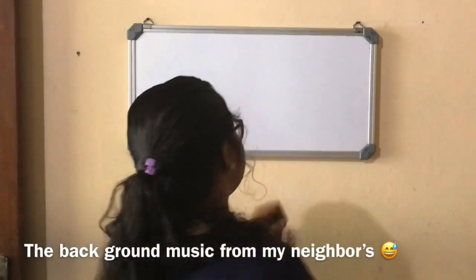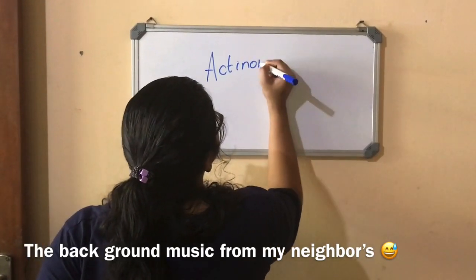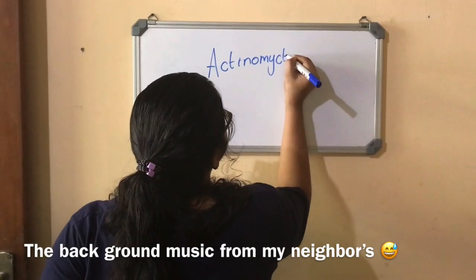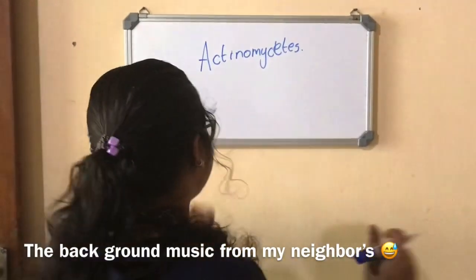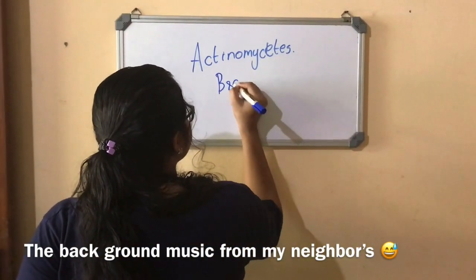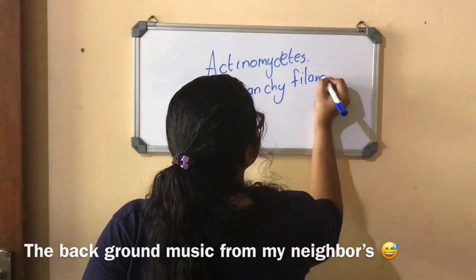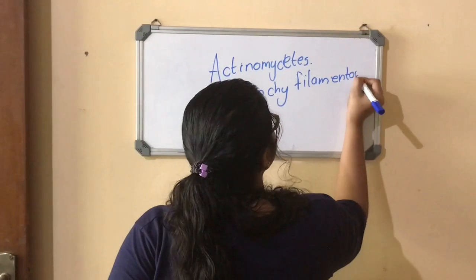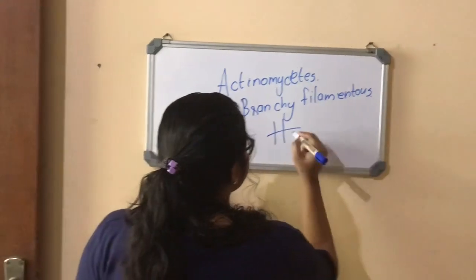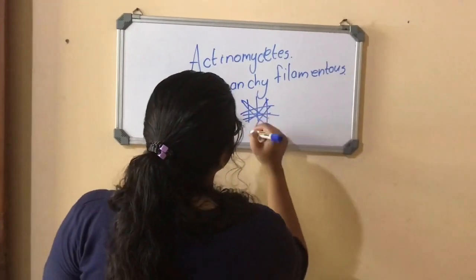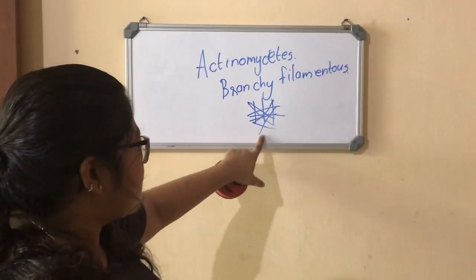After spirillum, then comes actinomycetes. They are branchy filamentous type bacteria. And they look like this. This is the microscopic view of this actinomycetes bacteria.